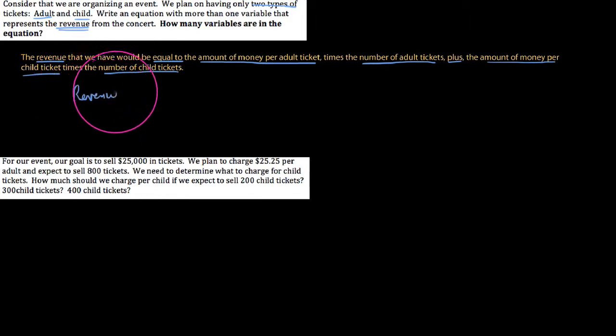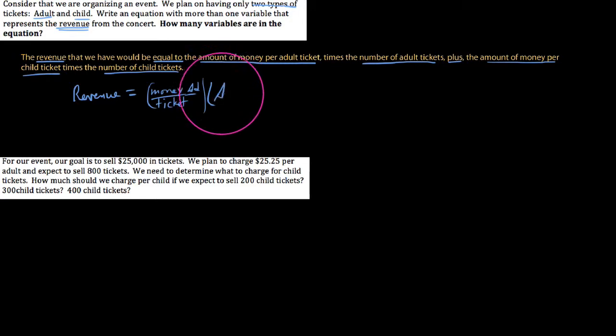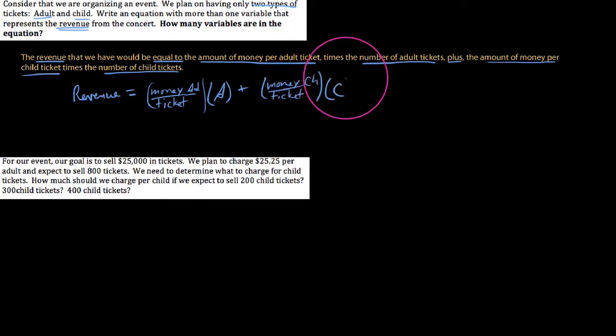We say revenue is equal to the money per ticket, and let's write it this way. We take the money for an adult ticket, so money per ticket for an adult, times the number of adult tickets. Why don't we call this a letter, like, adult is capital A. So that'll represent the number of adult tickets, plus now the money per ticket for a child, times the number of child tickets, and we'll just write a capital C.